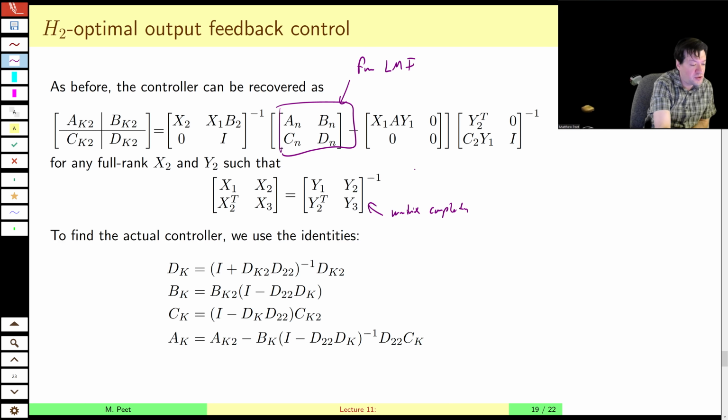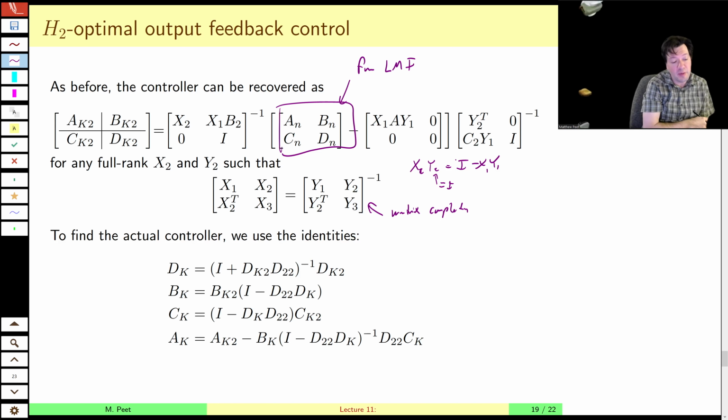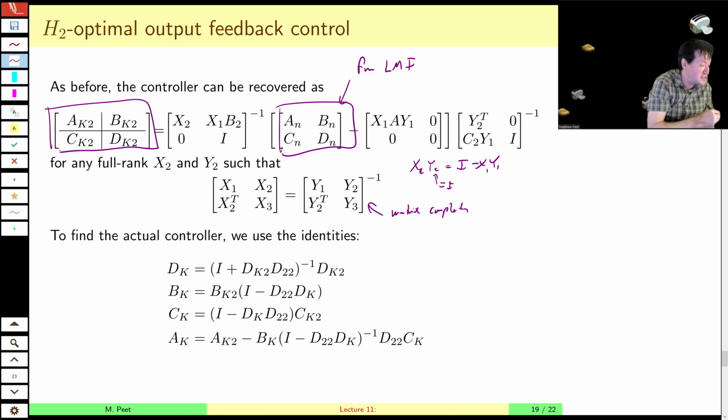And remember, you could choose, I think the condition was x2y2 equals I minus xy or something like that. And then you could choose y equals identity, and x2 is the remainder. Anyway, you remember that variable transformation from the H infinity case, hopefully. And then you use that to get AK2, BK2, CK2, and DK2.